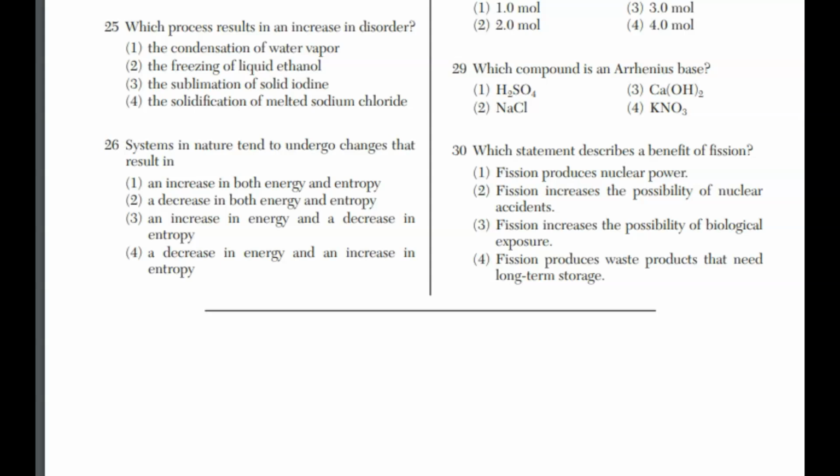Last question for part A, question 30, which statement describes the benefit of fission? Fission is a nuclear reaction. You should recognize that word, along with fusion and natural radioactive decay and artificial nuclear reactions. In the case of fission, that is the nuclear reaction that goes on in nuclear reactors that give us power. And there we go, right here. It's a benefit, nuclear power.